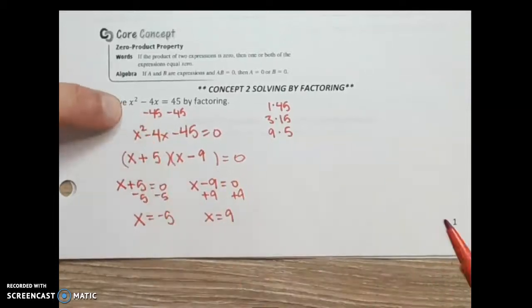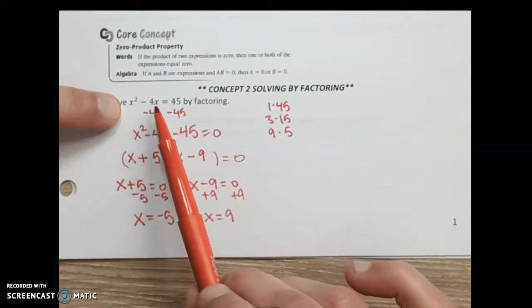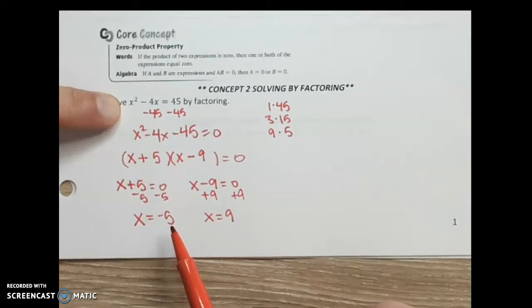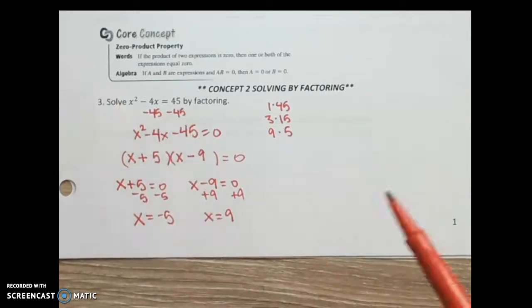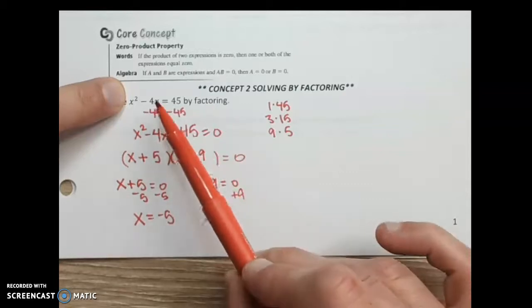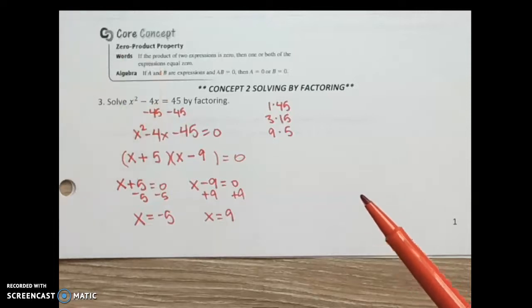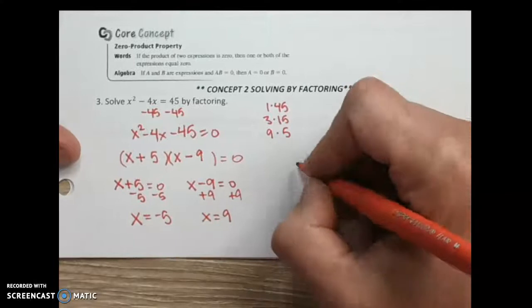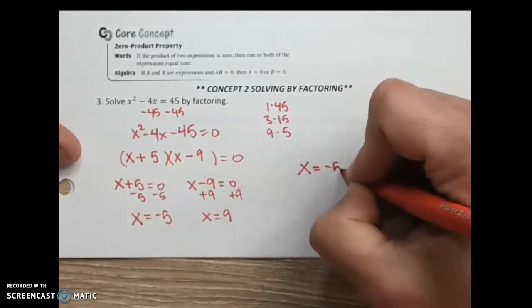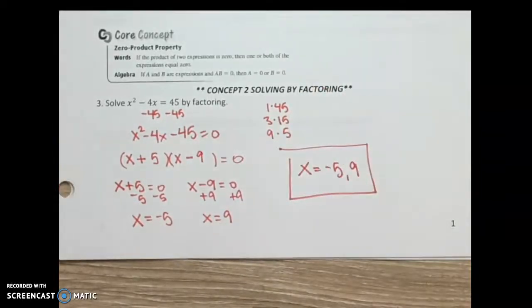And if I put it up here, negative 5 squared is 25. And then if I have negative 4 times negative 5, that's positive 20. 25 plus 20 is 45. It works. If I put 9 squared here, I get 81. And then 9 times 4 is 36. 81 minus 36 is 45. And it works. So I like to write my answers like this: negative 5 and 9. And I express my solutions. And voila. We have solved for x.